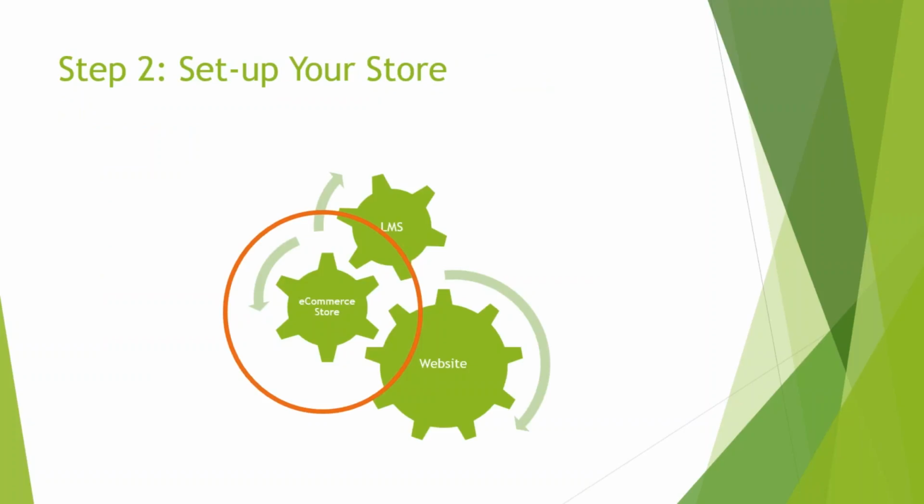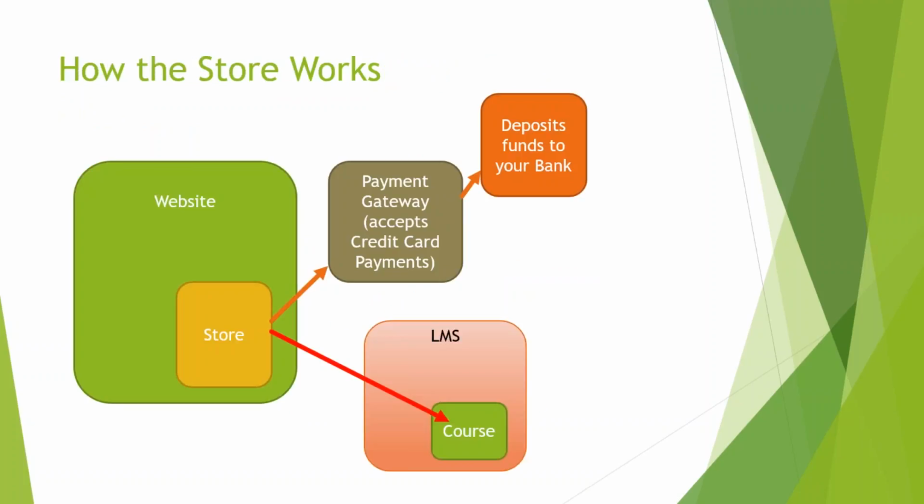Okay, so step 1 was the website. Once that's established enough, now we need to create the e-commerce store. So we'll talk a little bit about what's involved for that. This is kind of a diagram of how it works. The store resides on the website. It's actually a plugin. When people purchase, they are automatically enrolled in the course in the learning management system.